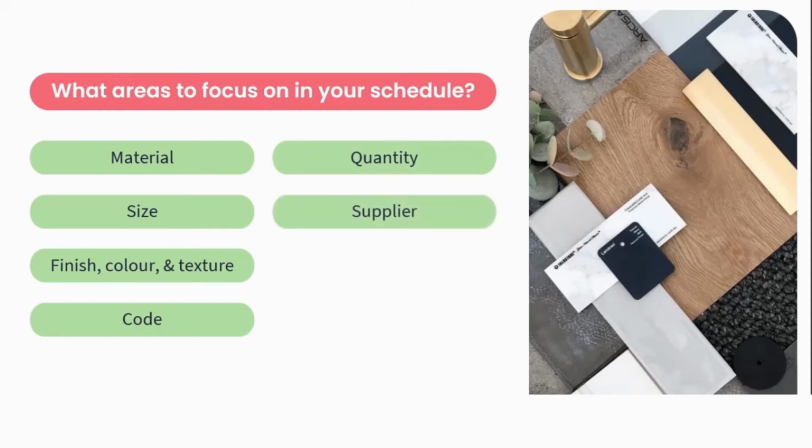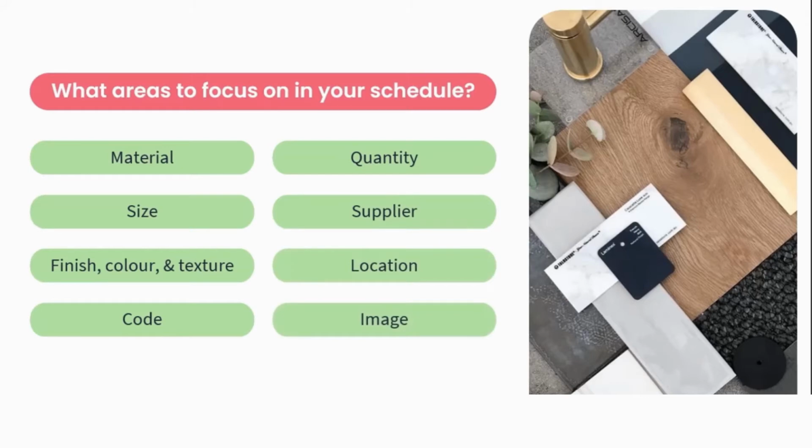The supplier. Who are we ordering that finish from? Then we have the location. Where is that finish going to be installed on our projects? And then I always like to include an image of that finish. So this is the area and the headings that I would typically add to my finishing schedule. These are the elements that need to be specified and highlighted on our finishing schedule.